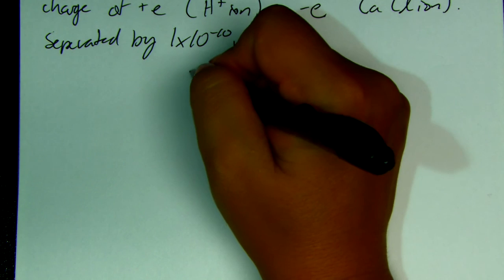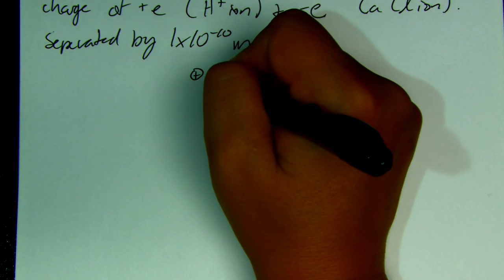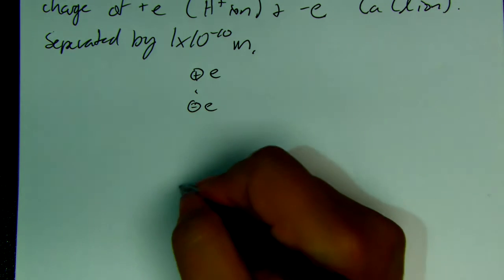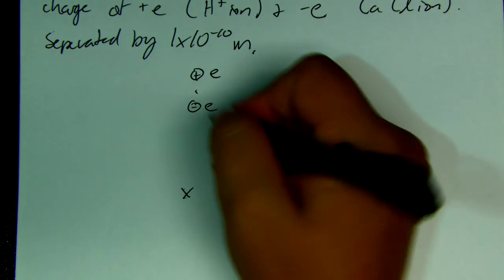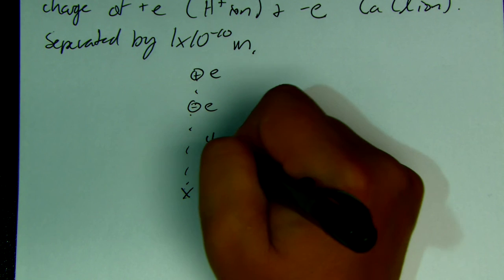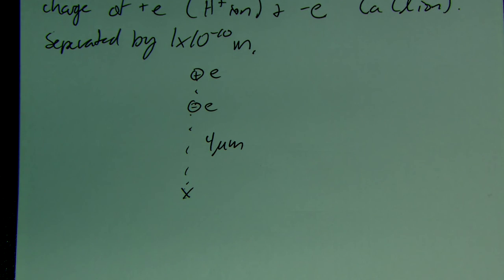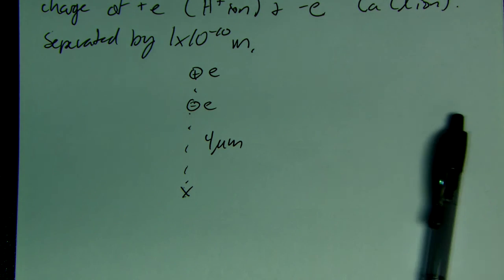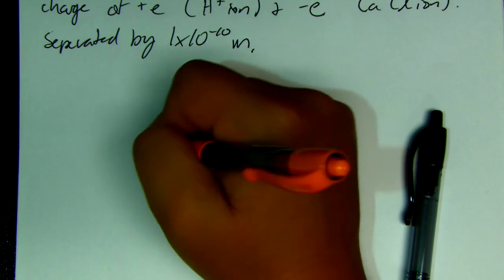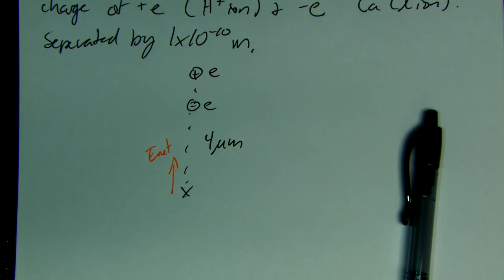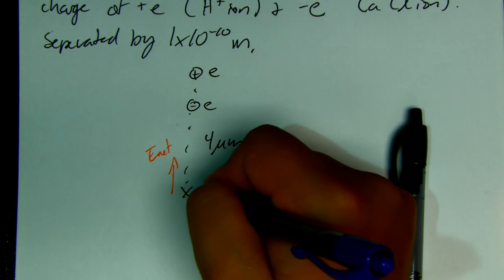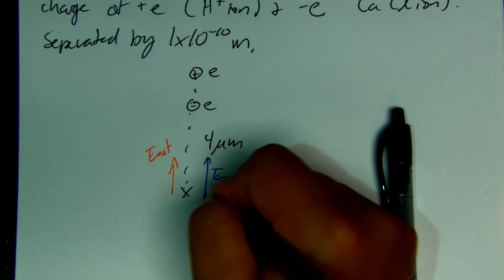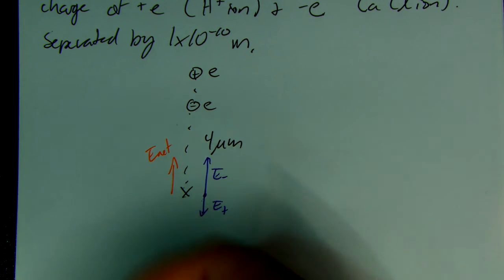And so let's go ahead and draw a picture. So we've got plus E here, minus E here, and we're going to be observing from here, 4 micrometers away. So we can see in this case that we are closer to the minus sign, so we know that E net is going to be in this direction, but it is sometimes still worth it to just quickly draw a picture just to confirm. And there we can see.